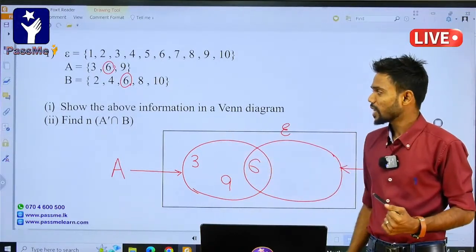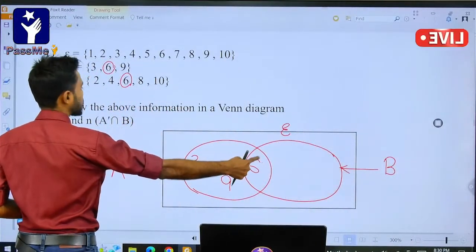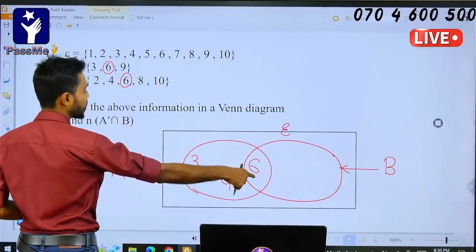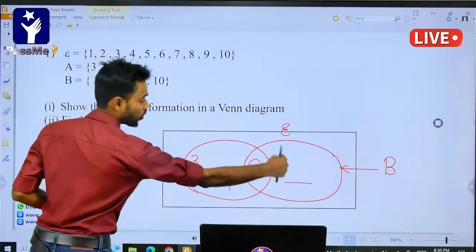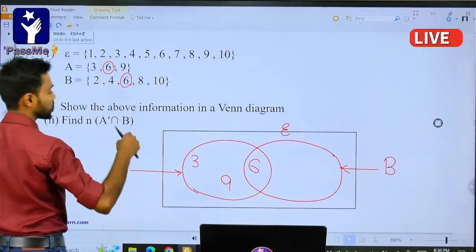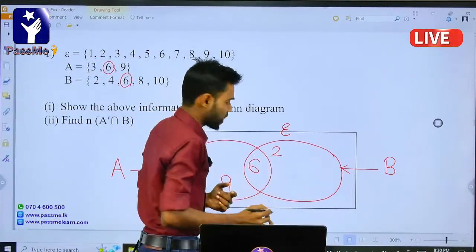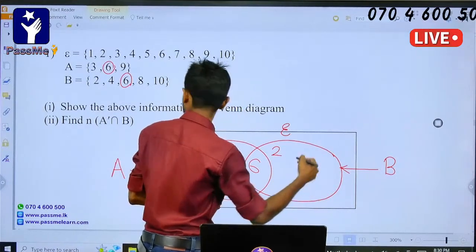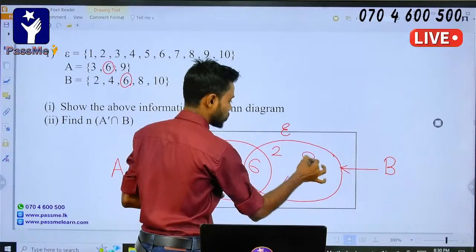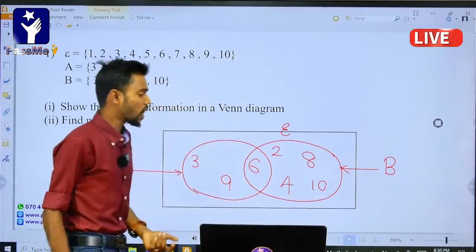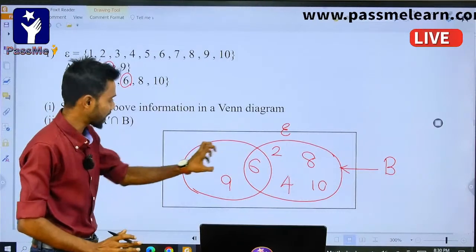Okay, now same thing I will do for B as well. I already mentioned 6 is here. Other than that, there is a space called only B region, so you have to insert the data 2, 4, 8, 10. There is no particular order like even numbers. If you have a space, you can write 2, 4, 8 and 10. So this is how you insert all the data into capital A and capital B.